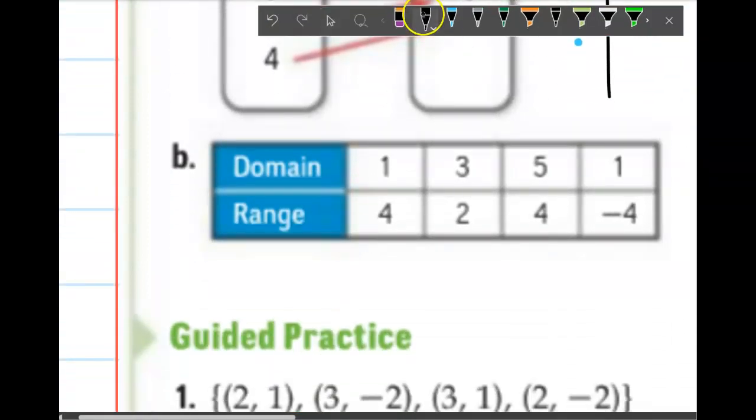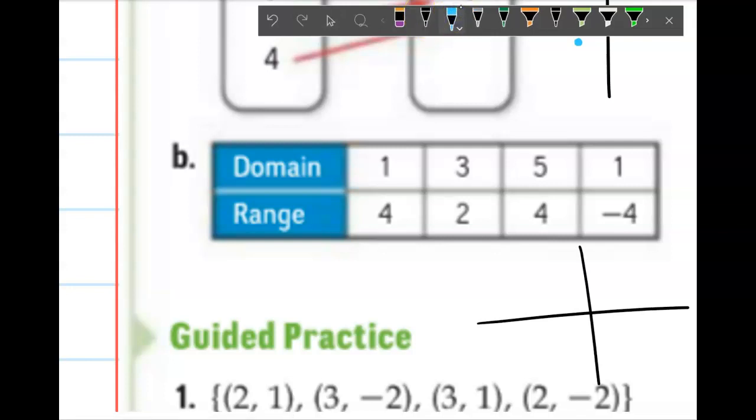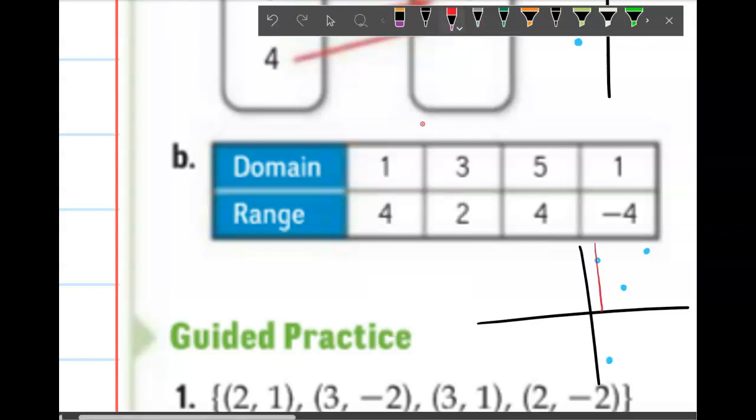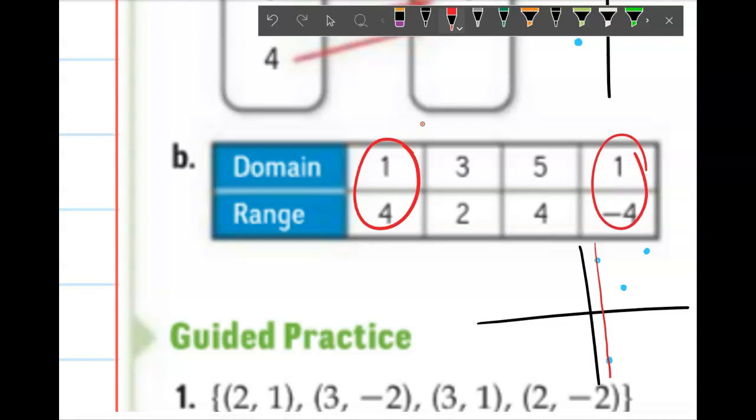Again, just making a graph for part B, we would graph 1, 4, 3, 2, 5, 4. So far things are looking good. And then we have 1, -4. And that's where the problem occurs, because this fails the vertical line test. We cannot have an x value that has 2 different y values. So for this one, we say not a function.